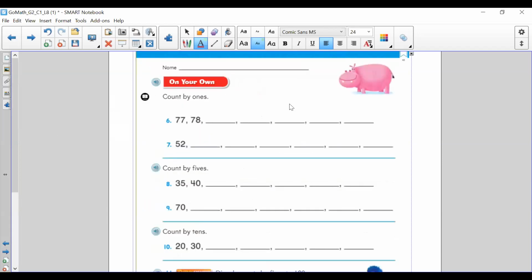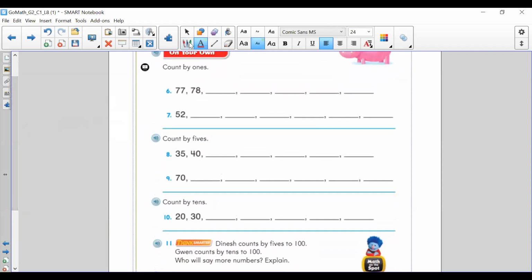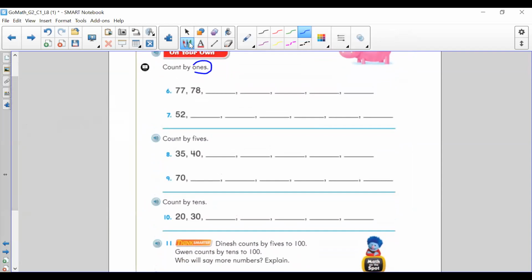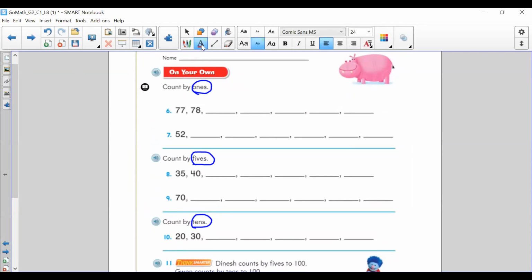Okay, on the next page, this is on your own. So why don't you pause the video and you can try to do this on your own. Make sure that the first one you count by ones, and then you count by fives, and then you count by tens. Okay, and then we'll come back and do the answers.